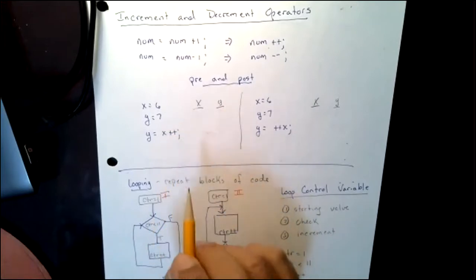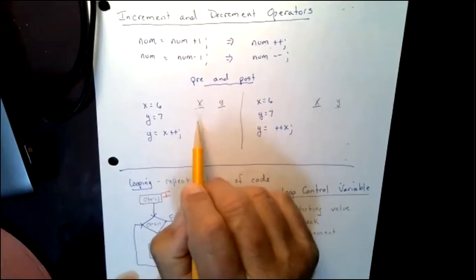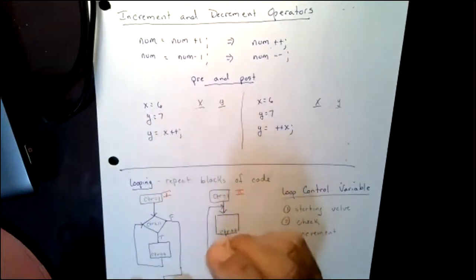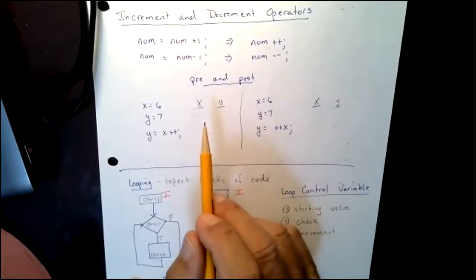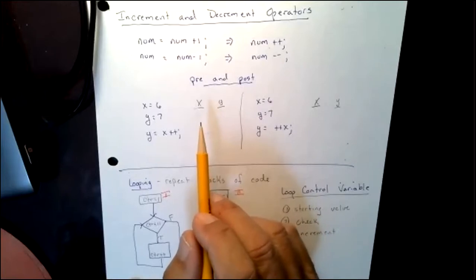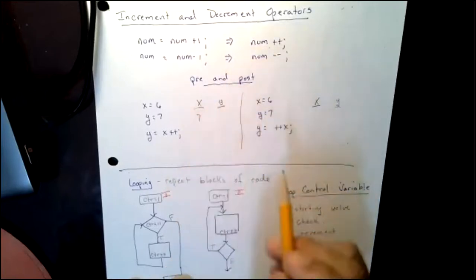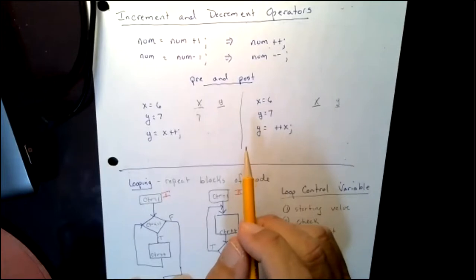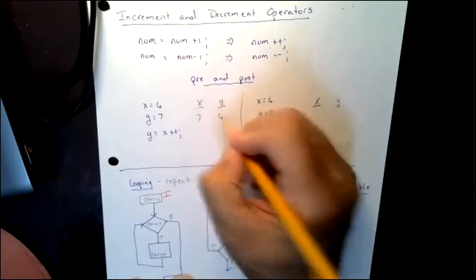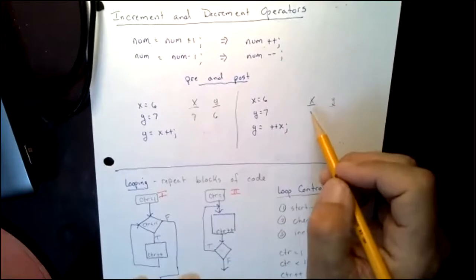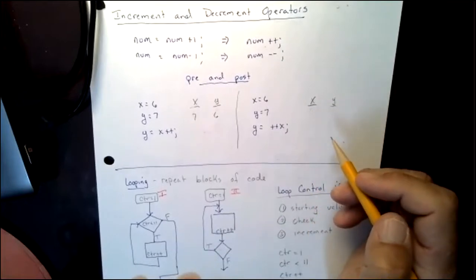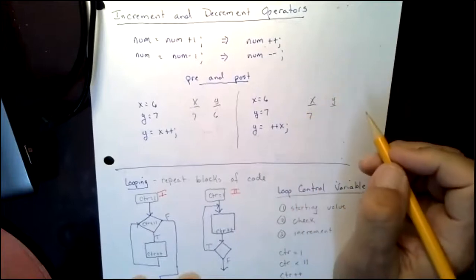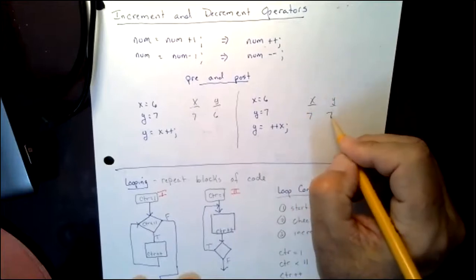If I take a look at this one on the left, the post where I increment, I have x plus plus. After these 3 lines are executed, what do you think x will be? Don't say 9. 7. I hear a 7. What do you think y would be? 6. I hear 6. Okay. Over here, what do you think x will be? 7. What do you think y will be? Also 7.